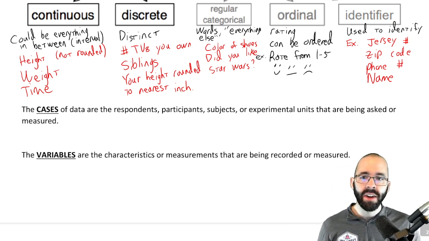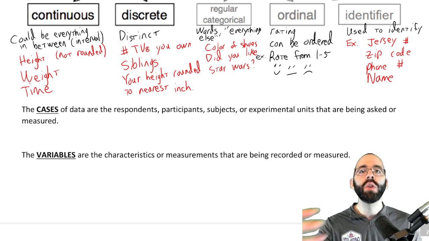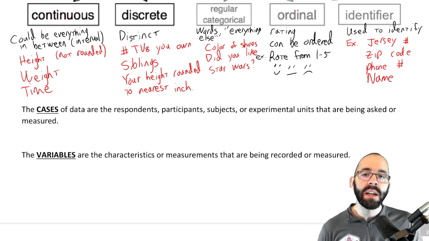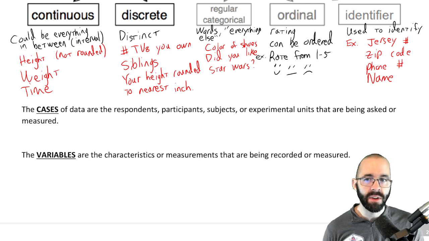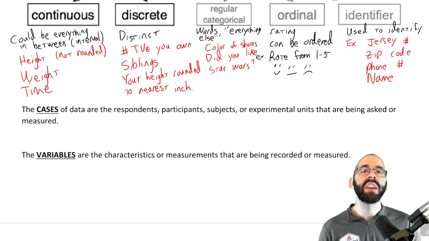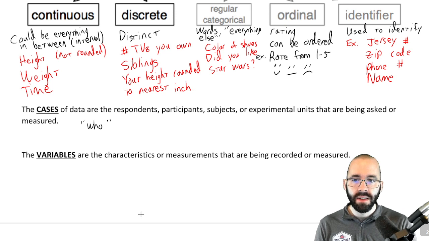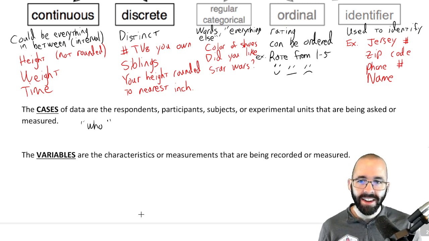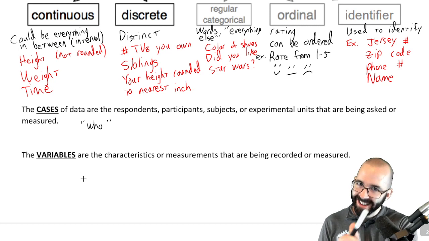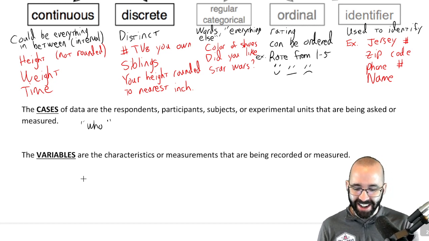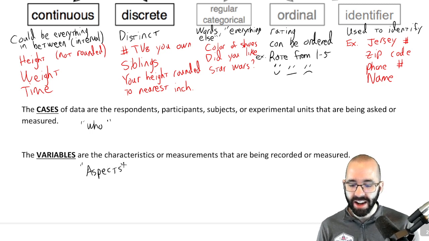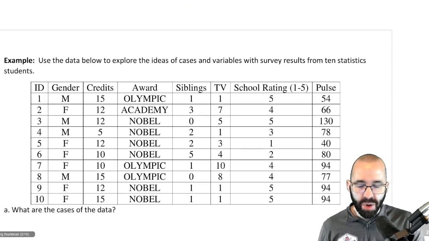So cases are basically the people, who is basically the sample, if you will. Cases are the respondents, participants, whatever is being asked or measured. Variables are the things that we're measuring. Okay, so this right here is kind of the who, not the band, but variables are the things, the aspects, is a way that you can think about this.